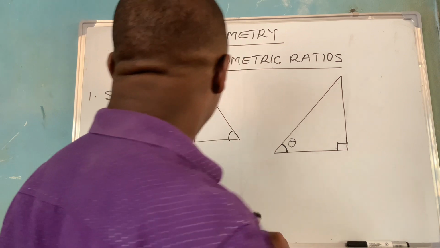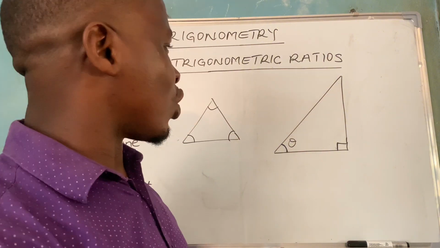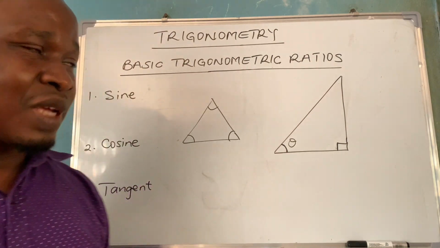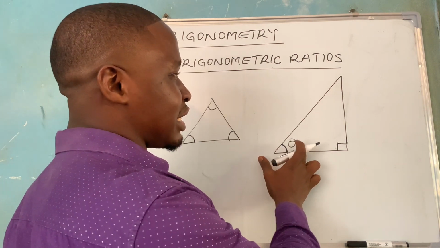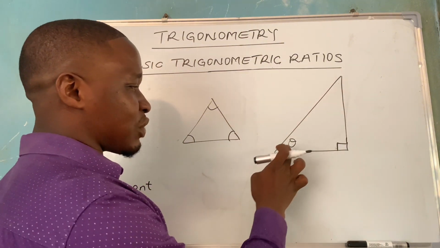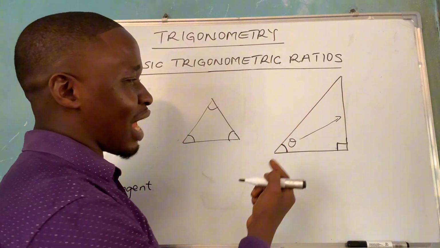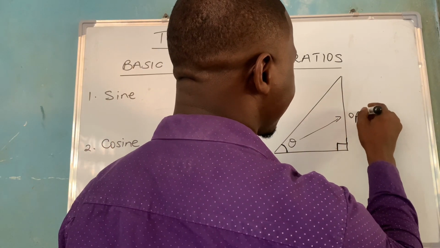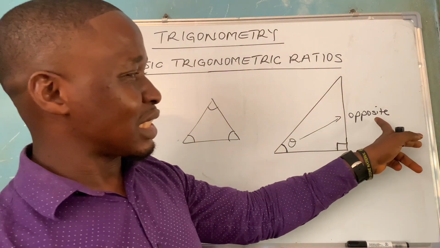Alright. Now, before we continue defining sine, cosine, and tangent, we first need to identify the sides as a result of the given angle. Since this theta is the given angle, in a right angle triangle, any of the three sides that faces the given angle is what we call the opposite side. This side is what we call the opposite side. The reason being, it is the side that faces the given angle.